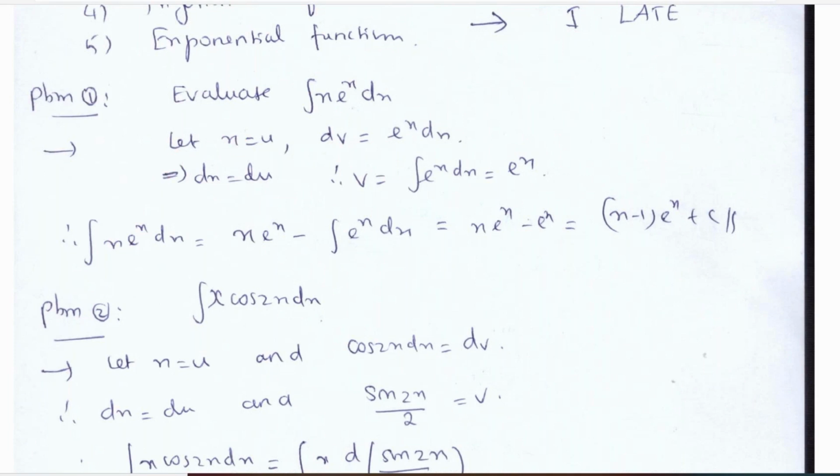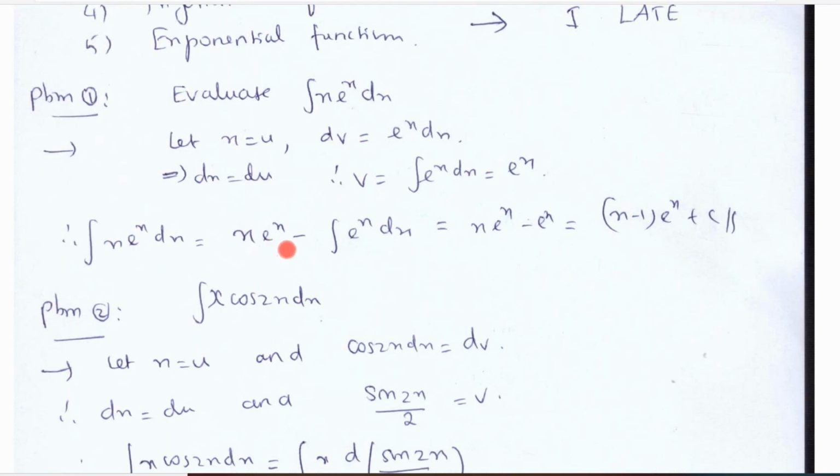Are you all writing in your notebook? So from this, dx is du. When you differentiate u, you get du equal to dx. This is dv. dv is e power x dx. Now integrate on both sides. What is integral dv? It is v. What is integral e power x dx? Integral e power x dx is e power x. So v is e power x.